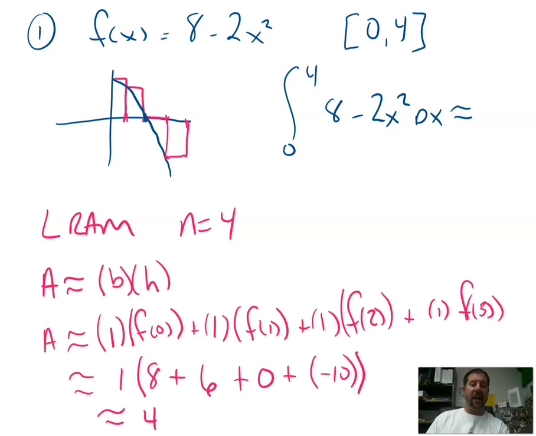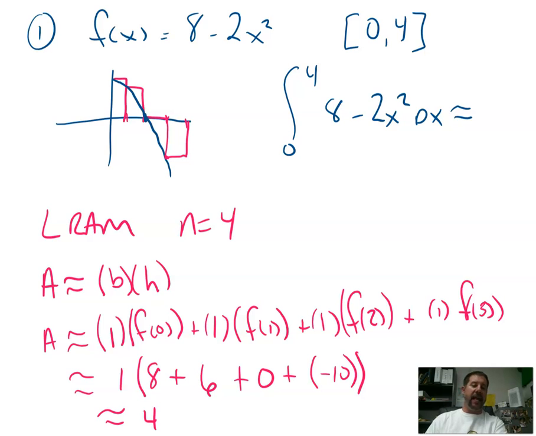Okay, so to find the area, we would do the base times height of these rectangles. So my base in all these is 1, since I have 4 rectangles in the interval from 0 to 4. And then I would need to find the heights at that left point. So at f of 0, f of 1, f of 2, and f of 3.